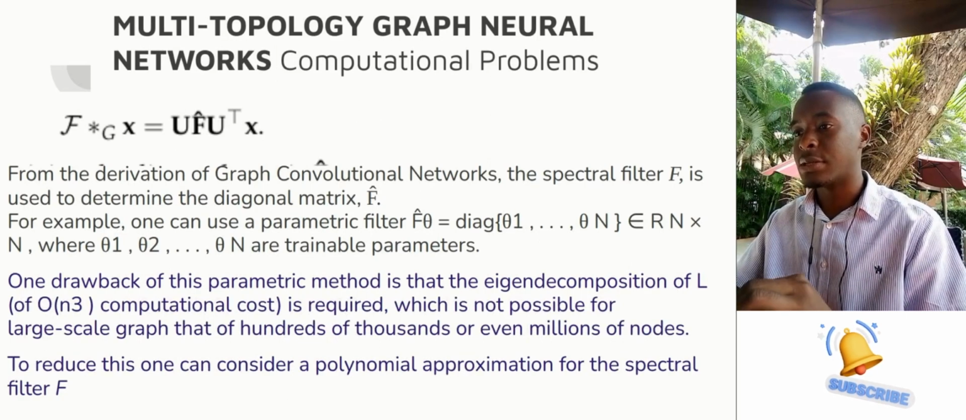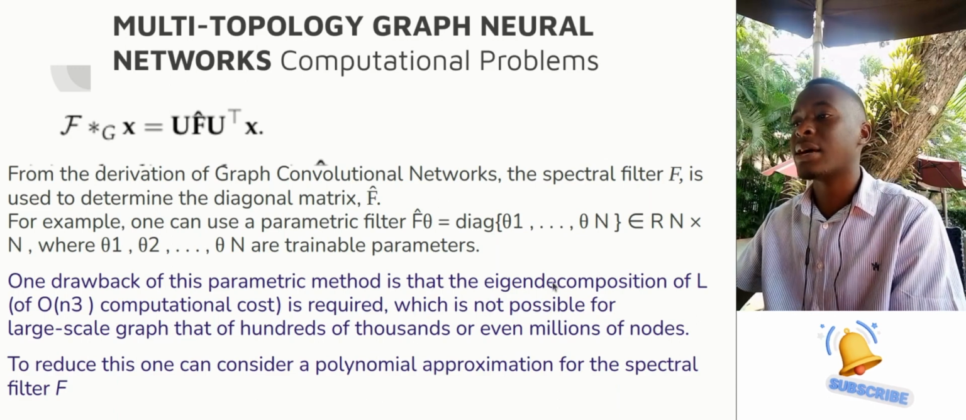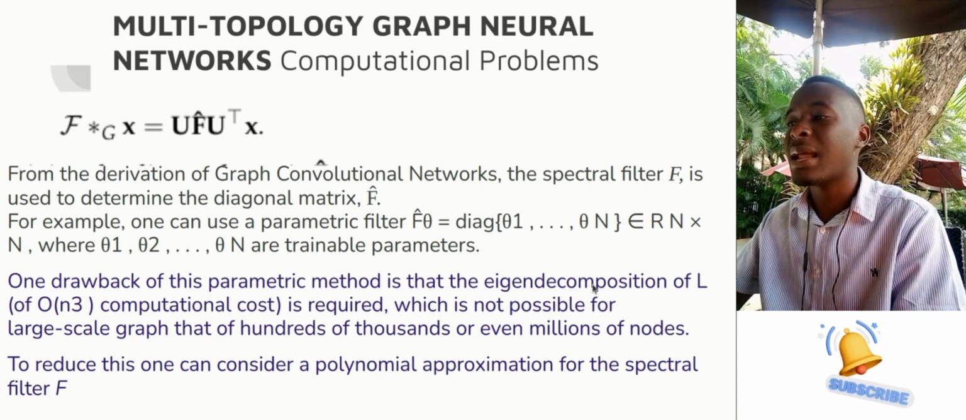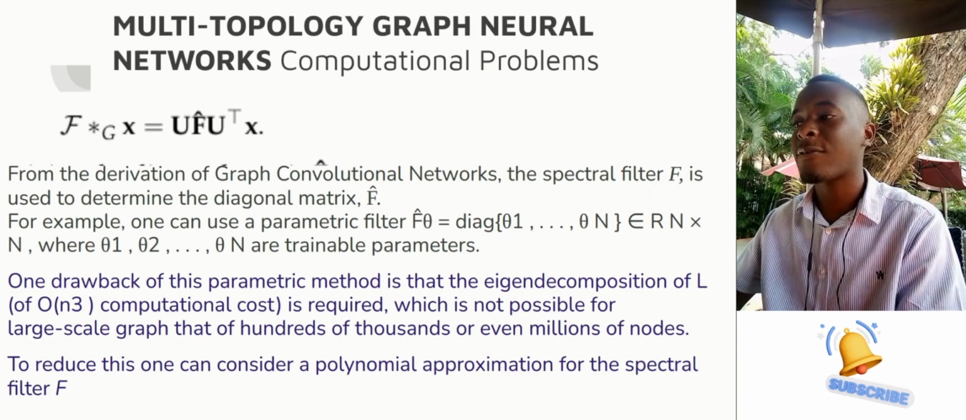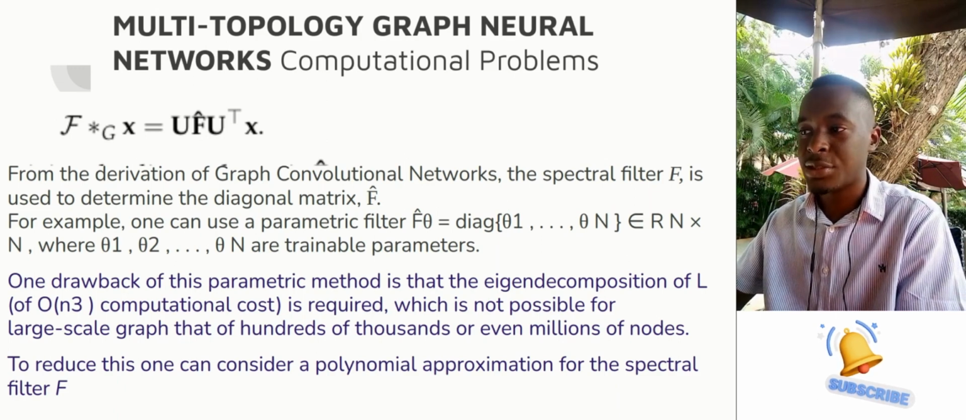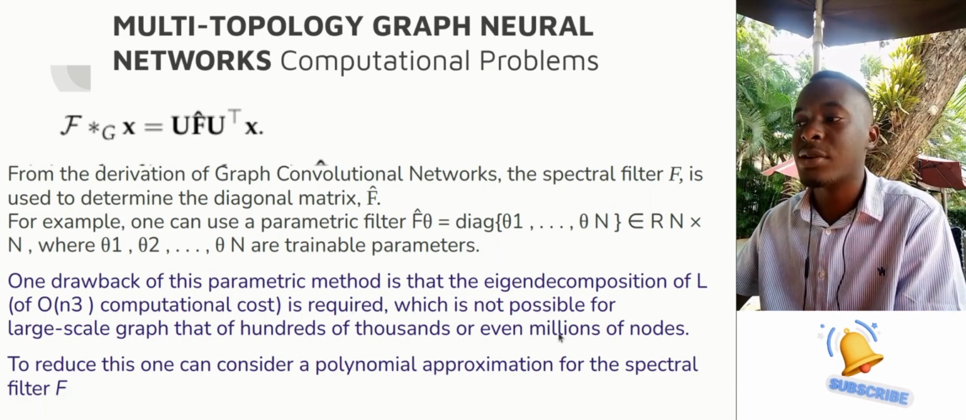So to proceed, in the computational problem, I can say the computational bottleneck lies in the computation of the eigendecomposition of the graph Laplacian L, which is required for the graph convolution. So the computational problem lies in the eigendecomposition of this thing. When we are coming up with graphs, there are things called eigenvalues and eigenvectors, and computing these values is expensive for large-scale graphs with hundreds and thousands of nodes.